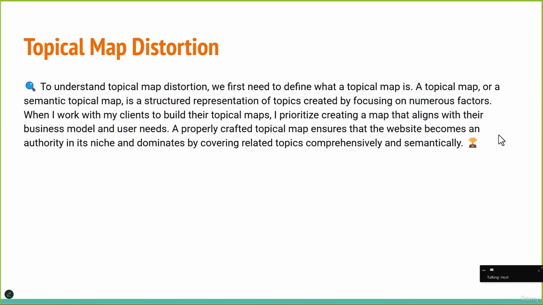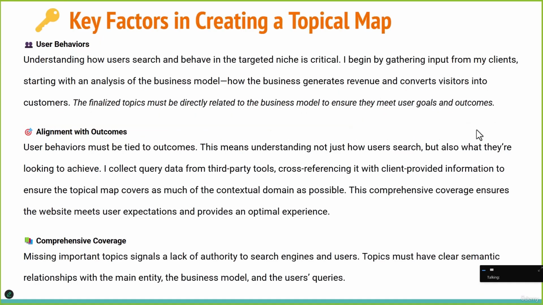To understand map distortion, we first need to understand what a topical map is. A topical map is essentially a structured representation of data curated by focusing on numerous factors. It is based on these factors that the topical map is selected. When I create a topical map for my clients, I prioritize creating a map that aligns with their core context, meaning the business model or user needs. This means you must only create content that relates to the business model and cover those topics. A properly crafted topical map ensures the website becomes an authority in its niche and dominates by covering related topics comprehensively and semantically.